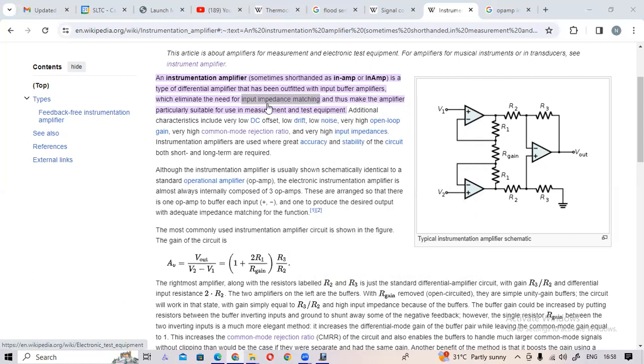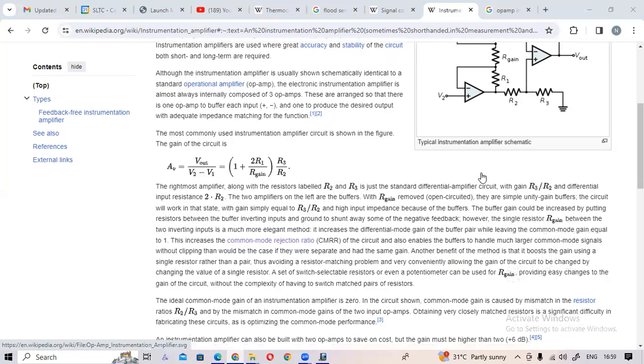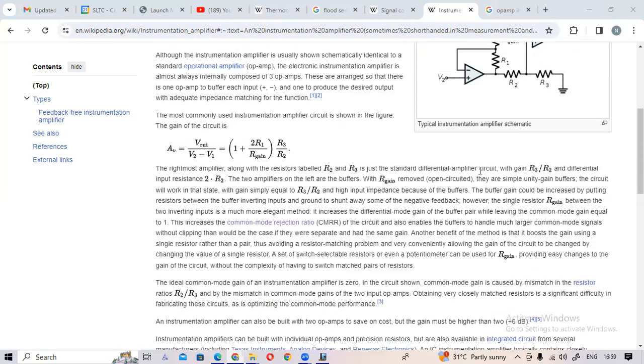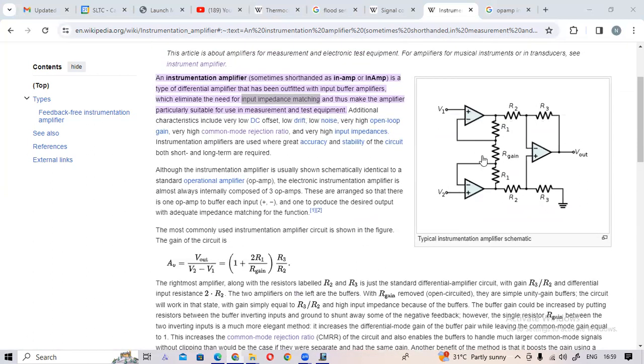So you can write it here, but I'm not sure about this one. I don't know why it's put like this. Because this impedance matching is not only for the instrumentation amplifier, it is also for the transistor amplifier. Okay, just write this.